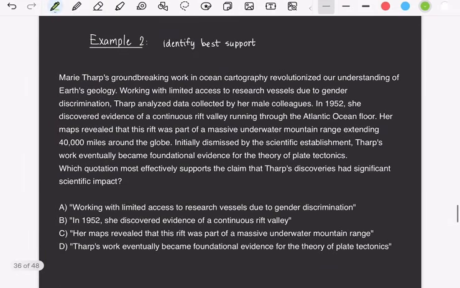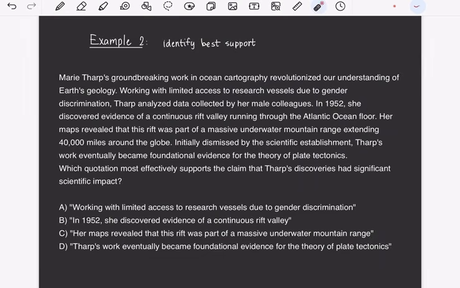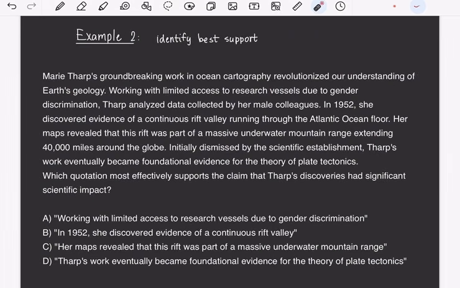So now that we understand how to approach these questions, let's go through another example together. So we have to identify the best support in this passage.